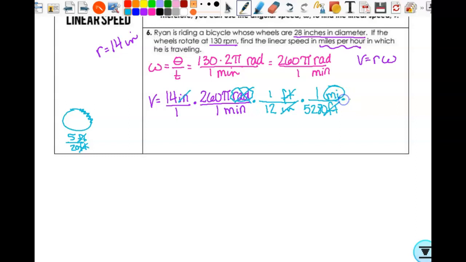So I have it in miles. I need it in hours. I have it in minutes, so minutes has to go up here so that they can cancel out. I can go from minutes to hours. There are 60 minutes in 1 hour. And then that gets my answer in miles per hour. And then figure out what that is. Get 455 pi over 132, and that's miles per hour.